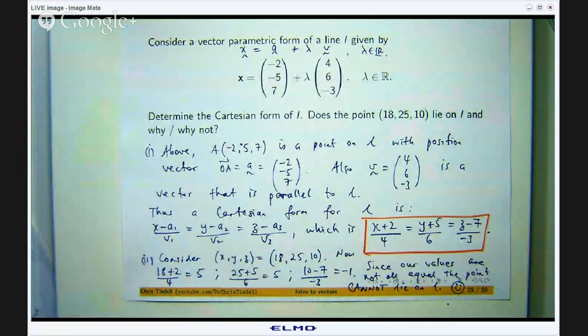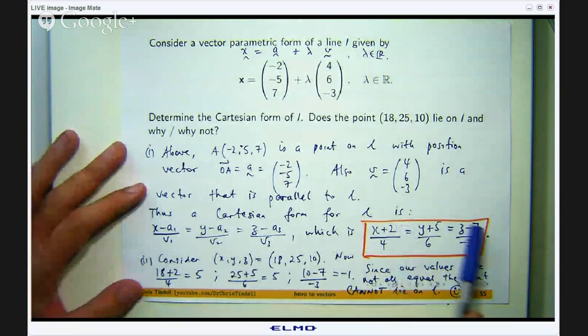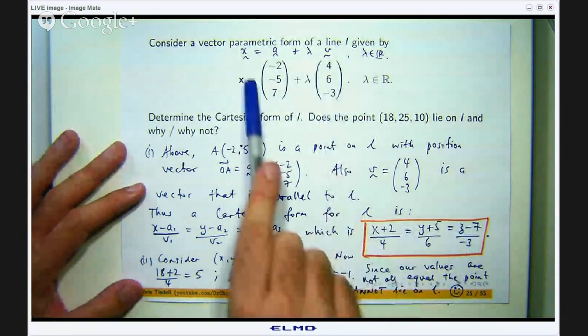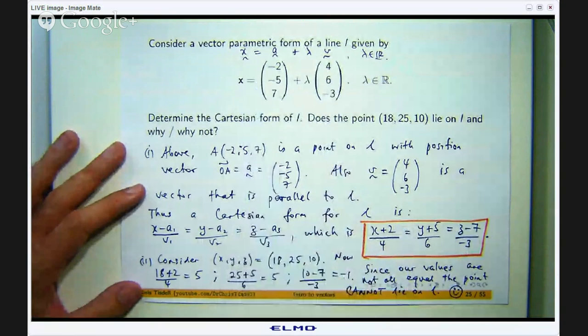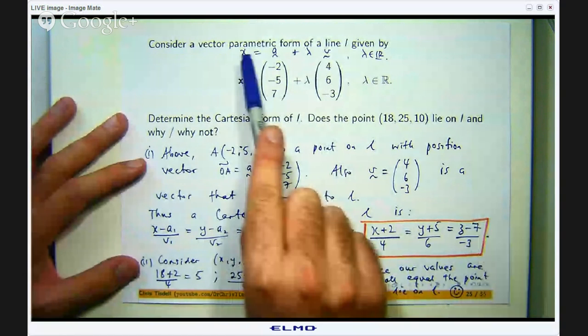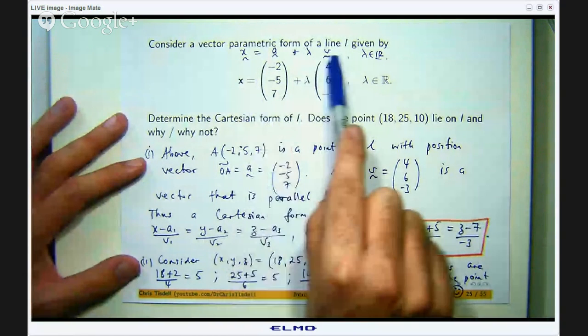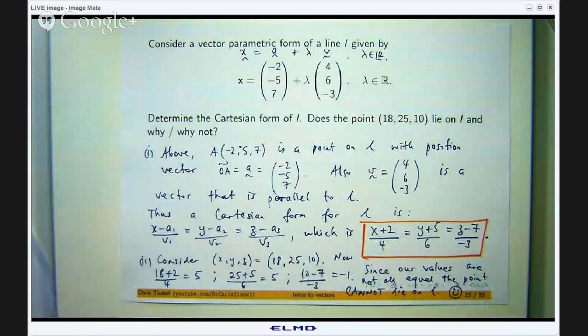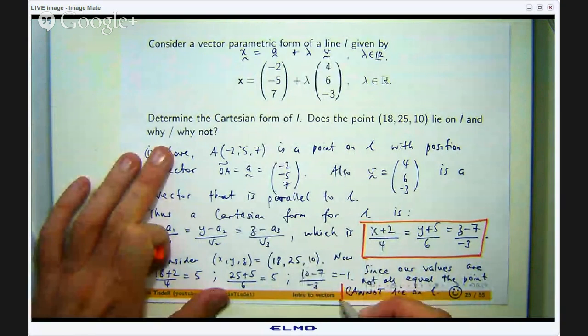All right, so that's a pretty simple question. If you didn't have this form, it'd probably take you a little bit longer to actually solve the second part, because you'd actually have to go through and find a lambda, or see if a lambda existed, such that 18, 25, 10 equals this plus lambda times that for some lambda. Okay, so that's one advantage of having the Cartesian form. All right, so our conclusion is this.